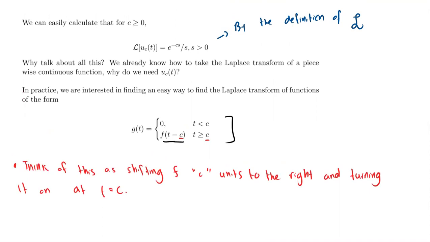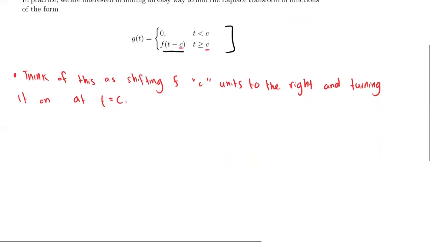And then we talked about how in practice we're going to be working with functions of the form like this. More general, but for now, something that looks like this: g of t equals 0 for t less than c, and f shifted to the right c units for t greater than or equal to c. Let me show you graphically what that means.